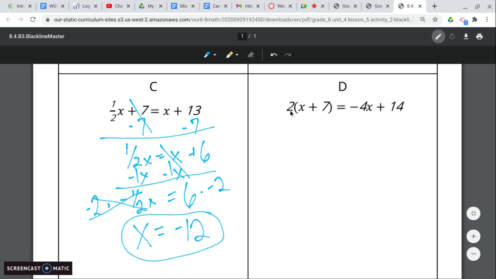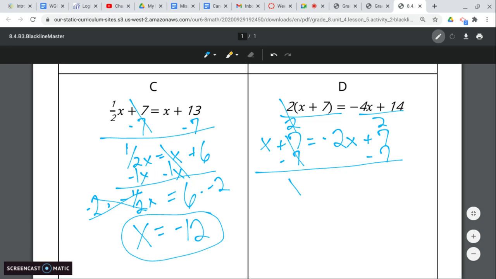So we have 2 times x plus 7 equals -4x plus 14. So I'm going to go ahead and divide the 2 away so I don't have to distribute it. So I'm going to have x plus 7 equals -4 divided by 2 is -2x. 14 divided by 2 is 7. All right, so then I'm going to subtract the 7. That goes away, so I end up with x equals -2x because it also canceled there.